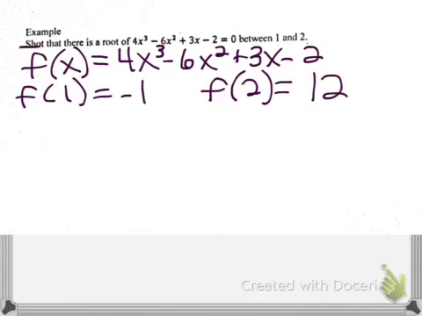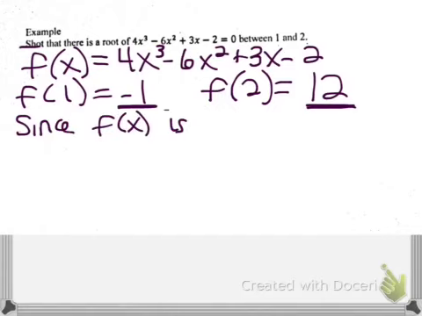So now what does the intermediate value theorem say? It says that if that function's continuous, it's going to hit every single y value in between negative 1 and 12, which means it must equal 0. So now, how am I going to write this? Okay, I'm going to say since f of x is continuous, on that interval, so continuous on what?